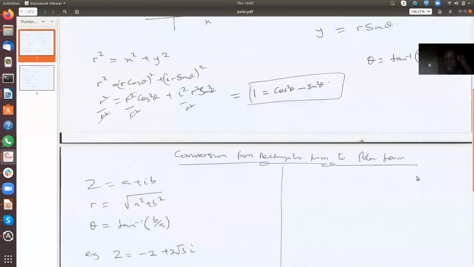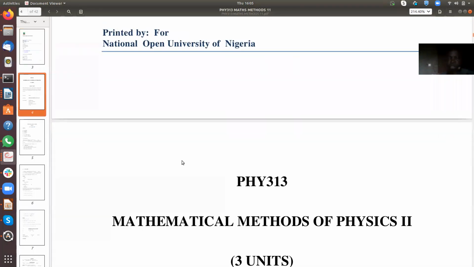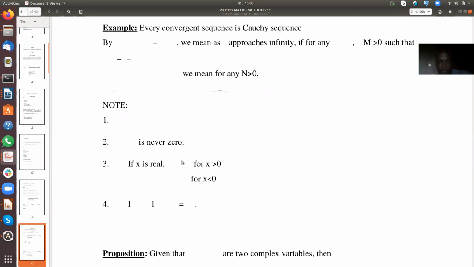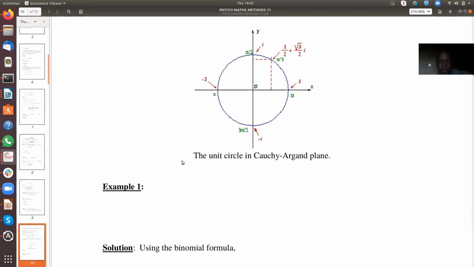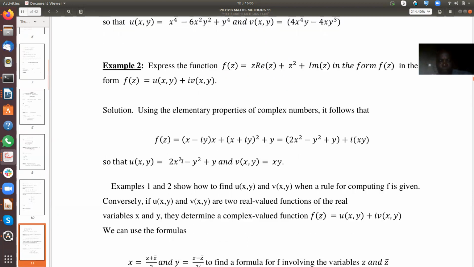So now, do you have any question on that? Okay, fine. In the absence of questions, let's go to our lecture note. So in the lecture note, there are some few things that I need to point out to you here so that it will actually help us in the critical analysis of what we are trying to do.